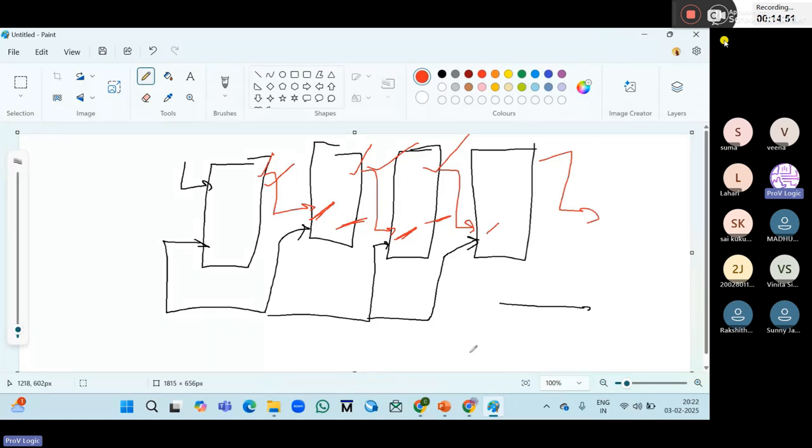We have both kinds of circuits, asynchronous and synchronous. In industry, we mostly prefer synchronous only, not asynchronous. Those are old style.